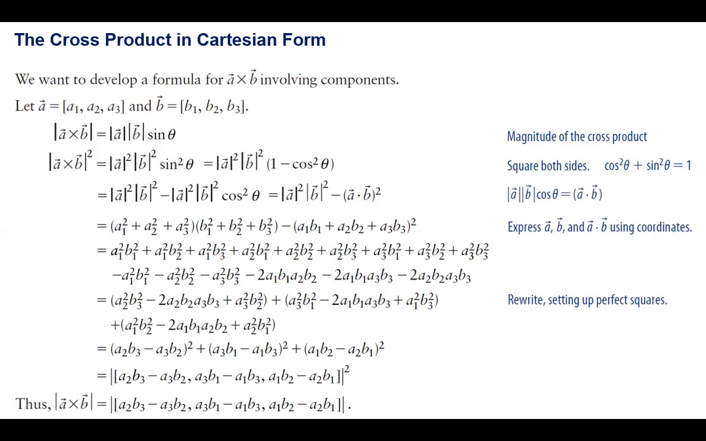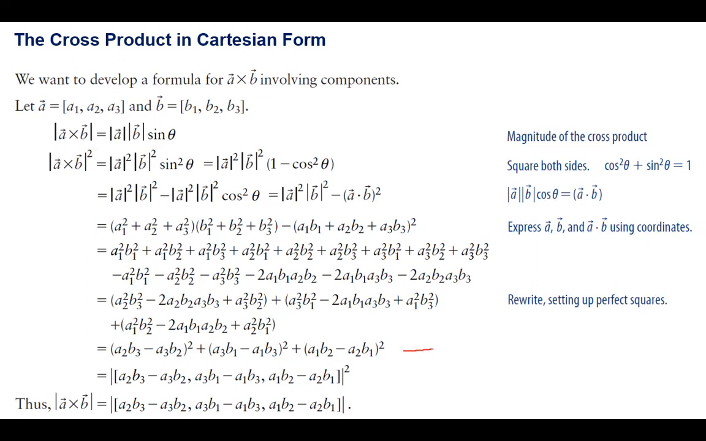Okay, so now we can find the magnitude of A squared, which is actually A1 squared plus A2 squared plus A3 squared, right? And the magnitude of B squared is actually B1 squared plus B2 squared plus B3 squared. Then the dot product of A and B squared is actually A1 B1 plus A2 B2 plus A3 B3, then squared, right? Then we can expand everything, and then rewrite, setting up perfect squares. Then that gives us the result here.